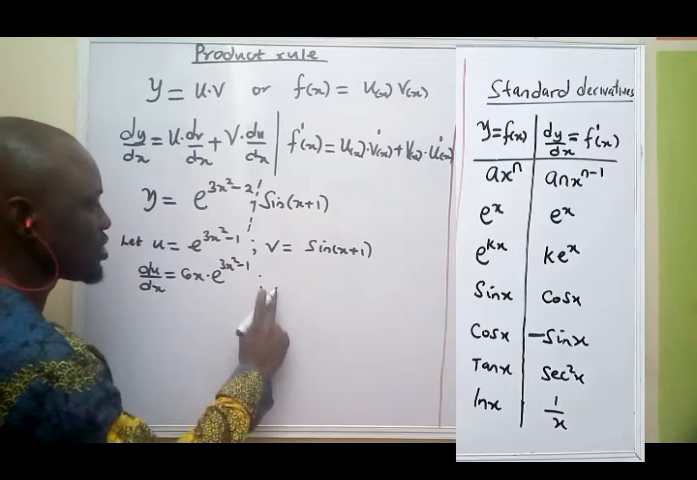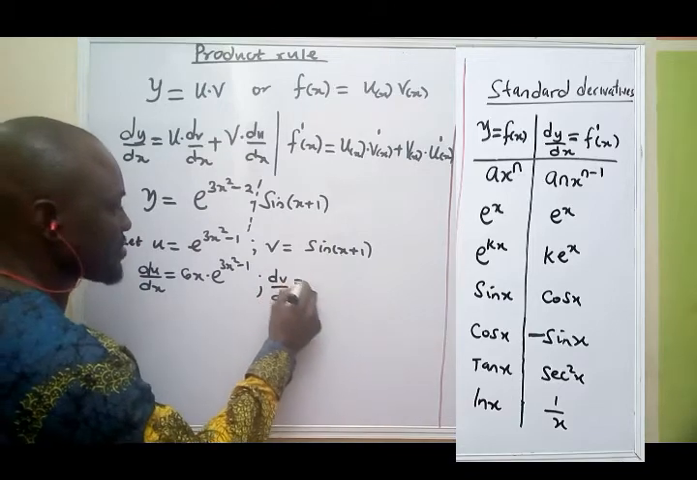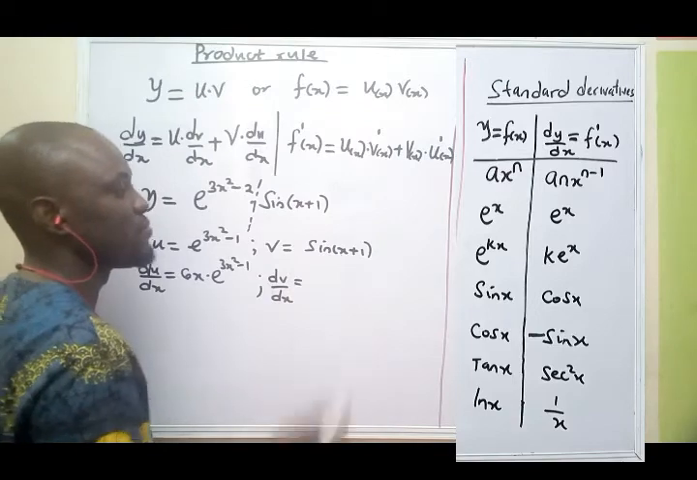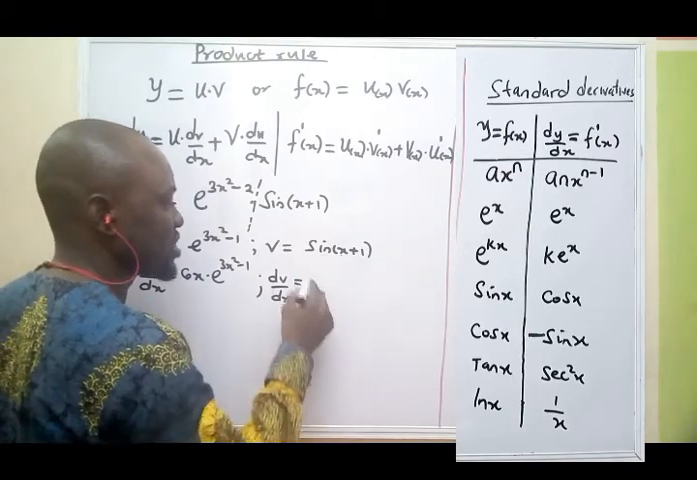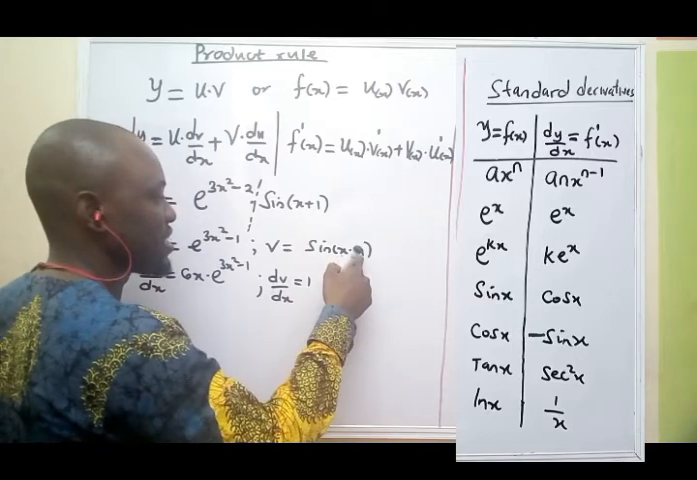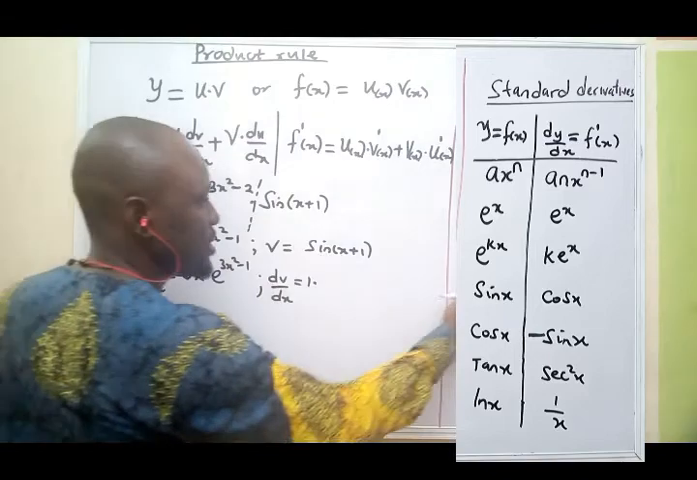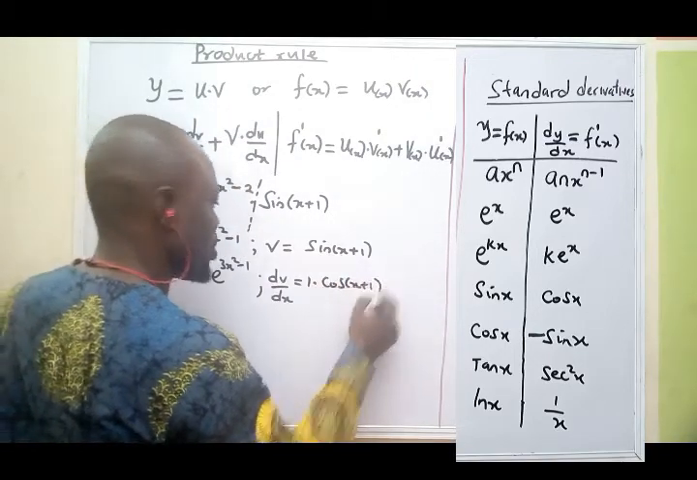Then I want to differentiate v with respect to x. Now sine x plus 1 is a function of x plus 1. So if I differentiate x plus 1, the derivative of x is 1, the derivative of a constant is 0, so 1 dot. A sine function will give me a cosine function, so I have cos x plus 1.